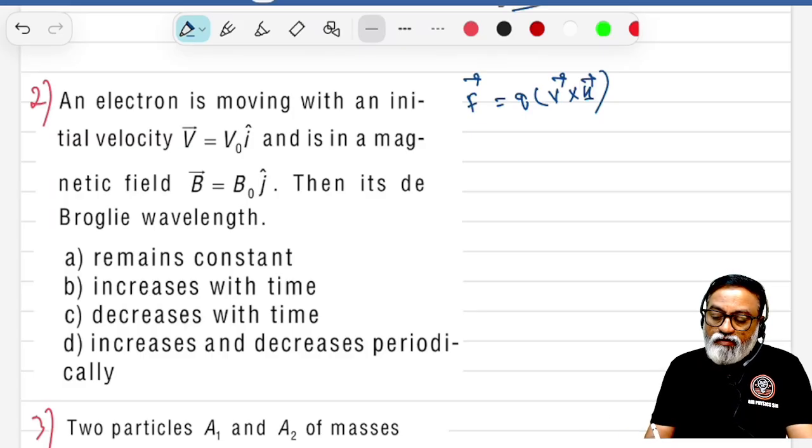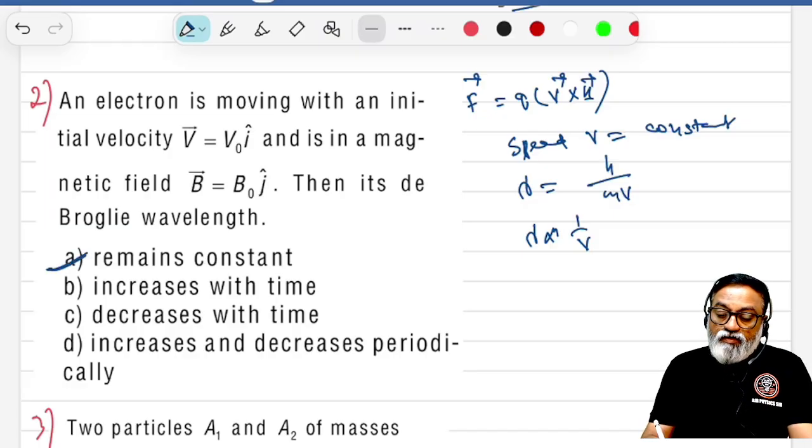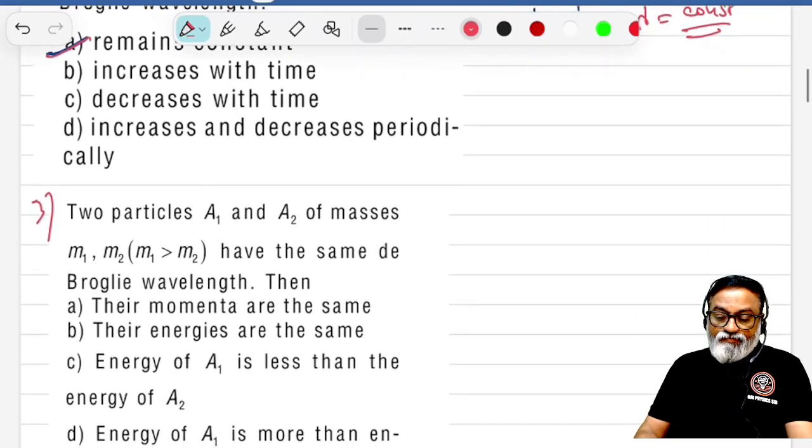Therefore, here speed v is constant. Therefore, de Broglie wavelength lambda is equal to h by mv. Therefore, here lambda is proportional to 1 by v. Here the speed is constant. Therefore, de Broglie wavelength is constant. De Broglie wavelength remains constant.